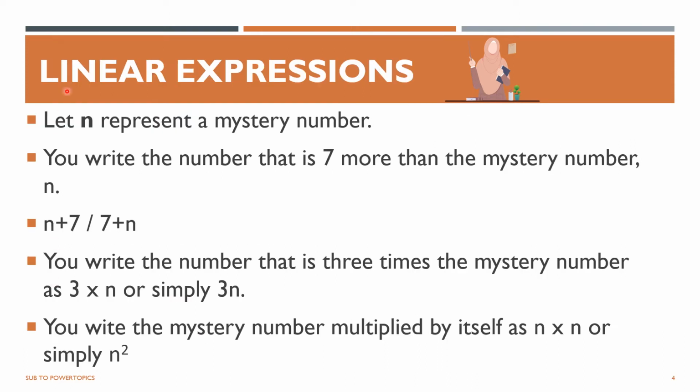Let's look into linear expressions. Let n represent a mystery number. You write the number that is 7 more than the mystery number n. So when you write it, you'll get n plus 7, or you can also write it as 7 plus n. It's the same. Now write the number that is 3 times the mystery number as 3 times n, or simply 3n. You can now write the mystery number multiplied by itself as n times n, or simply n squared.